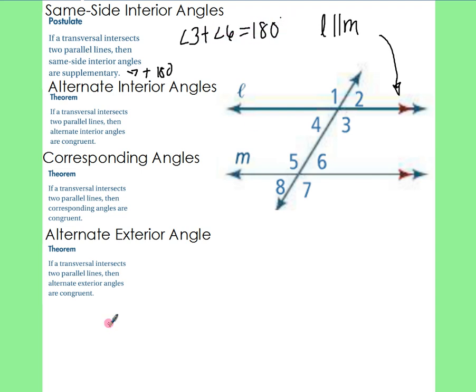Okay, this only works if L and M are parallel. If they're not parallel, we just know they're same side interior angles. Okay, what's my other same side interior angles? 4 and 5. So angle 4 plus angle 5 is equal to 180 degrees.